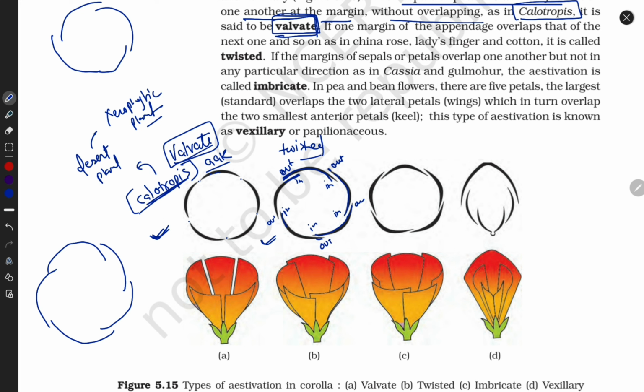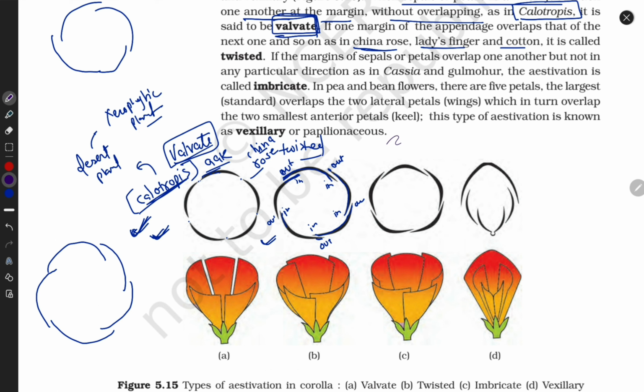And the example is China rose, ladyfinger, cotton. If you have these kinds of plants, then you can easily visualize. If you have akand in your surroundings, if you live in some desert area, you can easily identify this arrangement. Easily, guys. You can experiment, you can dissect them, and check their arrangement.